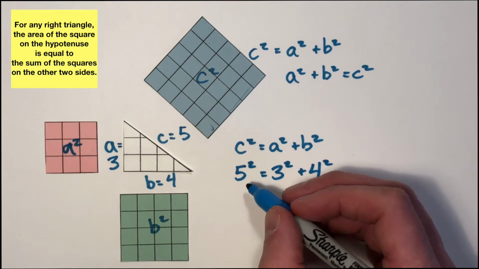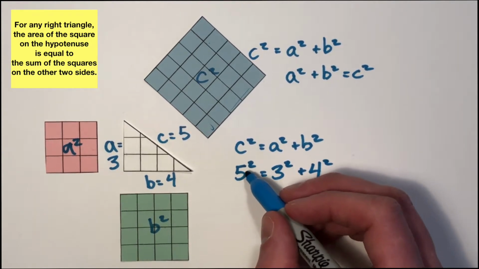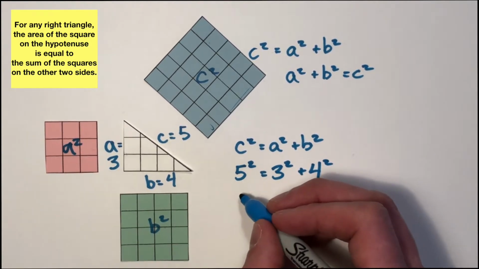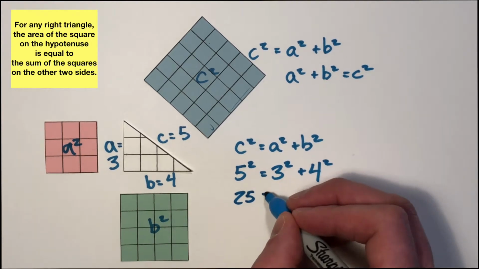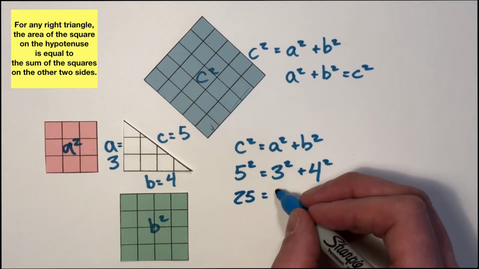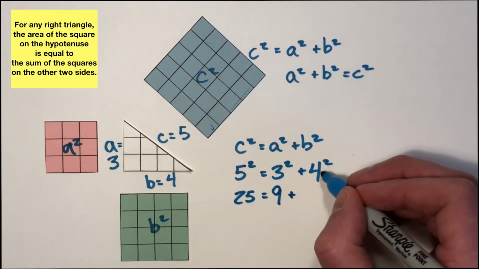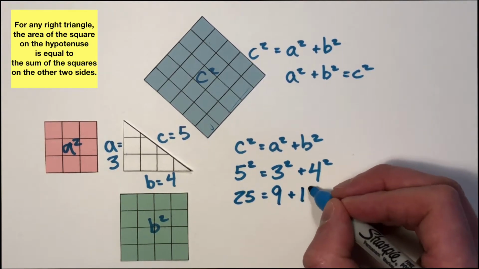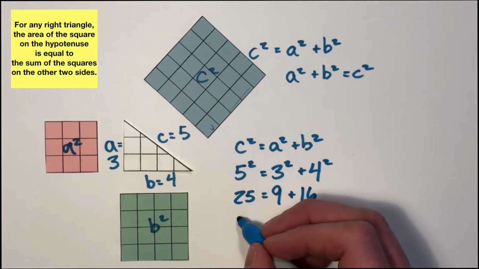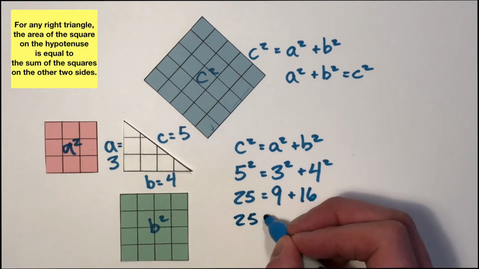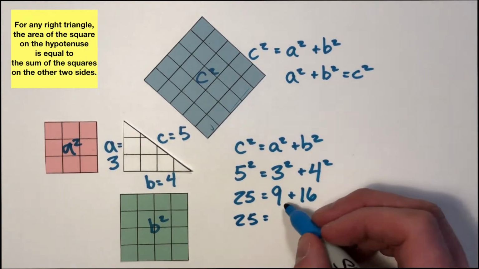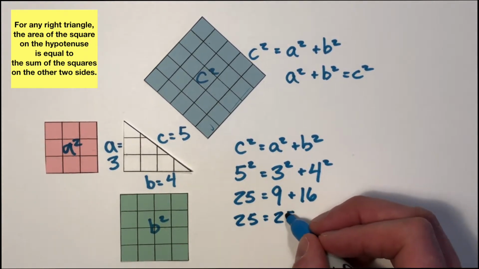We'll continue by simplifying, so 5 squared is the same as 5 times 5, which is equal to 25. 3 squared, or 3 times 3, is 9, plus 4 squared, or 4 times 4, is 16. As we continue, 25 is equal to 9 plus 16, which is 25.